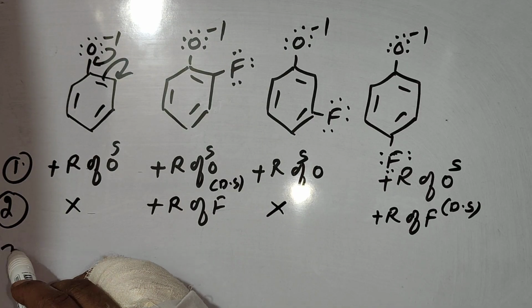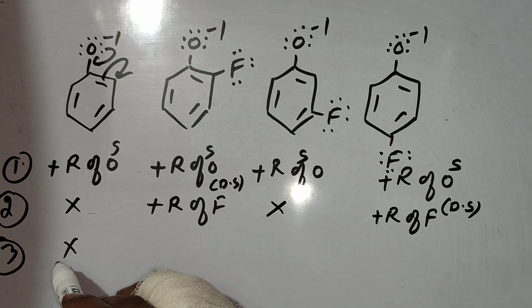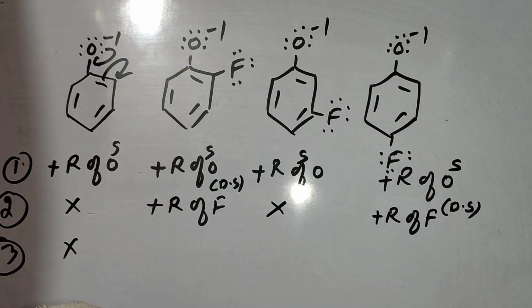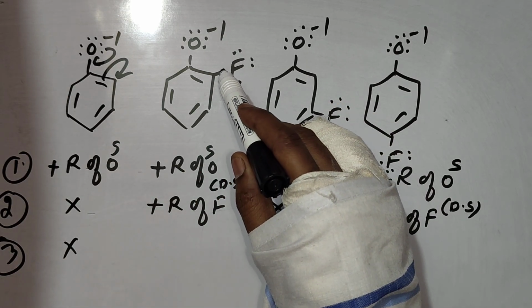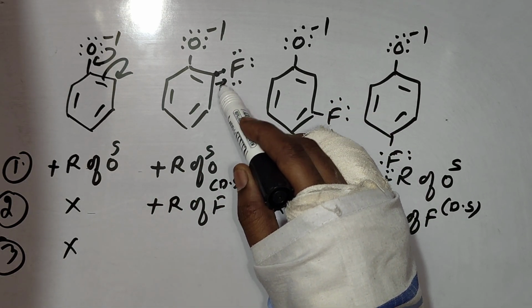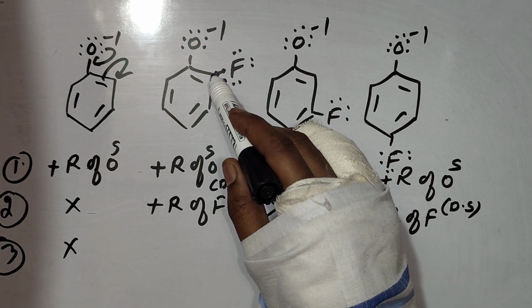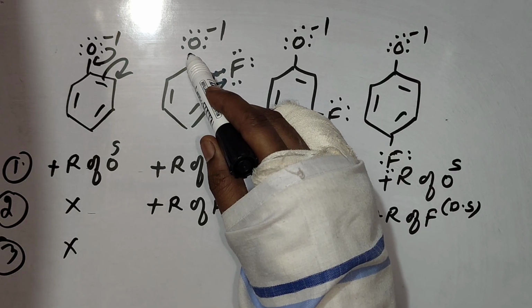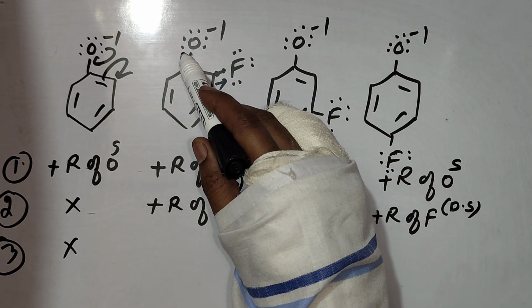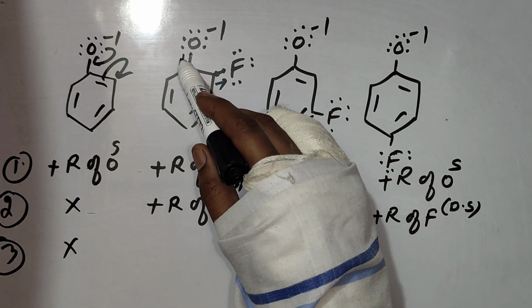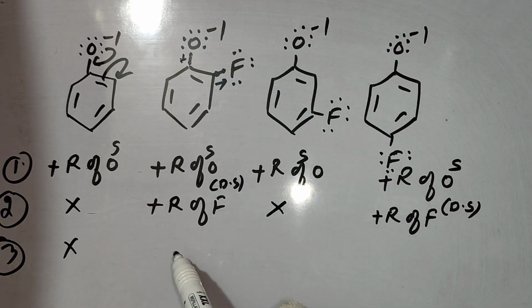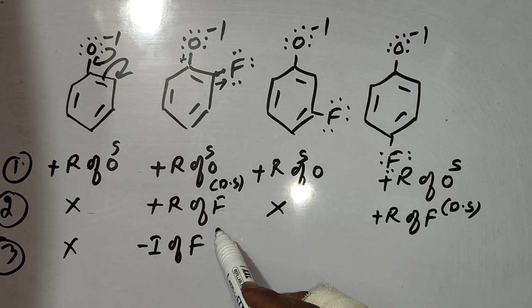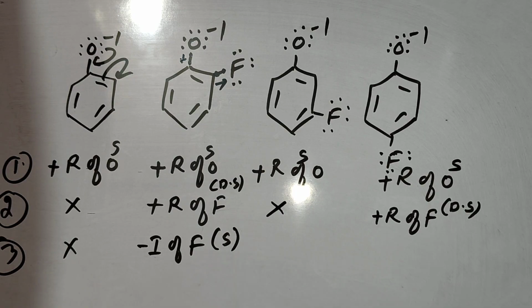Next, third, here no other factor. Okay. Fluorine, as I say, most electronegative atom. So obviously it will attract electron from carbon. In turn, this carbon will start attracting electron from this carbon. In turn, this carbon will start attracting electrons from oxygen a little bit, due to which the negative charge of oxygen will decrease. Means minus I effect of fluorine will try to stabilize the oxygen. So this is a stabilizing factor.